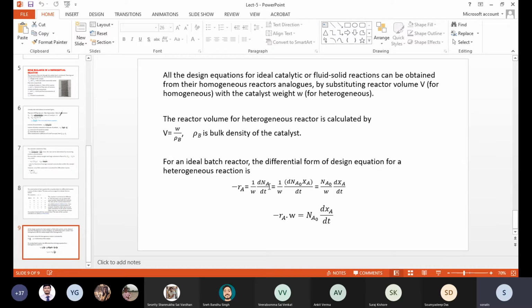Same equation, dNA we can write dNA0 into XA. XA is the fractional conversion. NA0 is the initial mole, and so NA0 initial mole is constant, so it is coming out of this differential form. So minus rA' is equal to NA0 by W dXA by dt. dXA dt is the rate of the reaction in terms of conversion, fractional conversion. Any question in this part?